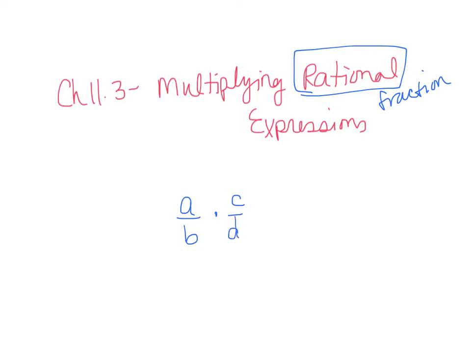Okay, so if I have two fractions, how do you multiply fractions? You multiply straight across. So we'd have A times C over B times D. So knowing those basic fraction rules there will really help you.